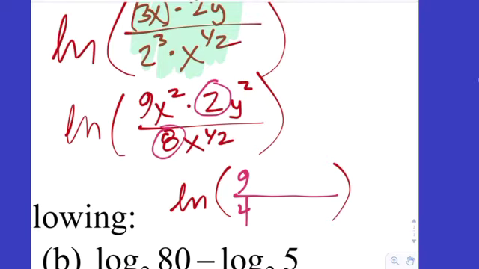If that were like 8/4 now, we would just call it 2. But 9 and 4 are co-prime. Remember co-prime? They don't have any common factors other than 1 or -1.